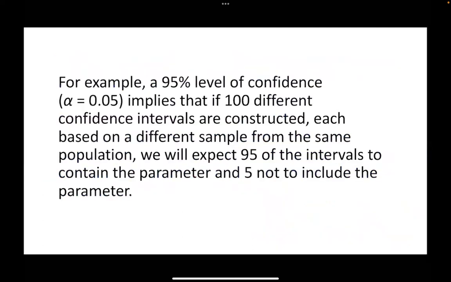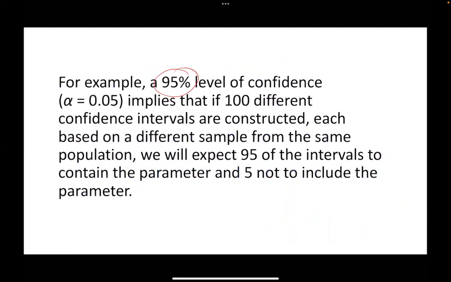So here's an example. If I'm 95% confident, that's basically if I created 100 different confidence intervals with 100 different samples. So I took 100 different samples and did confidence intervals with all of them. 95% tells me that 95 out of 100 of those intervals would contain the actual population proportion.